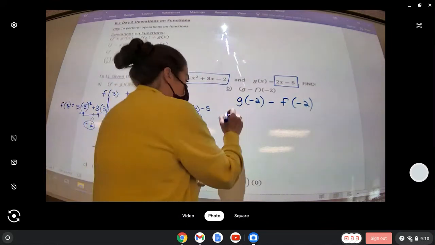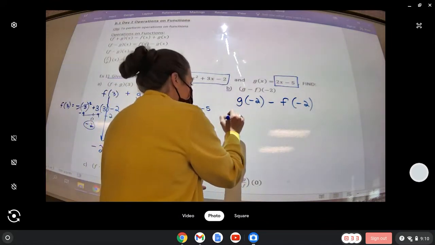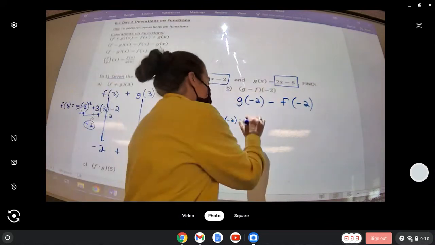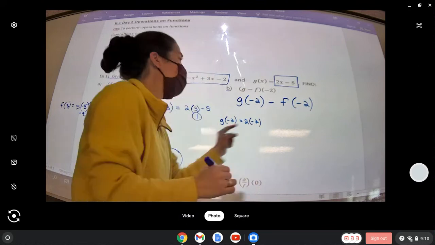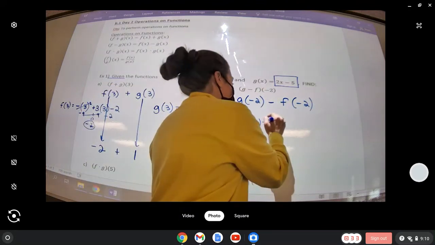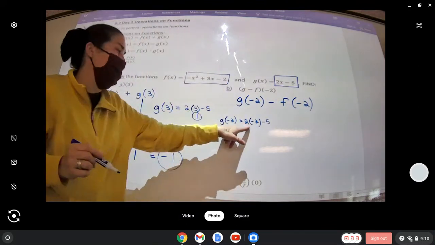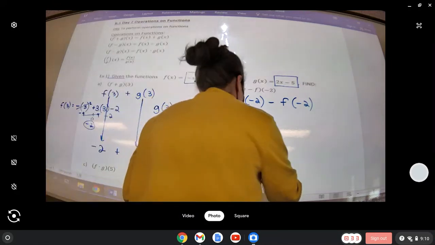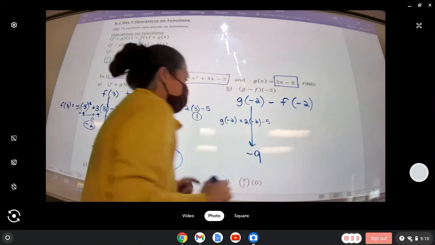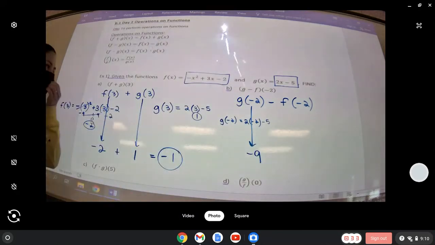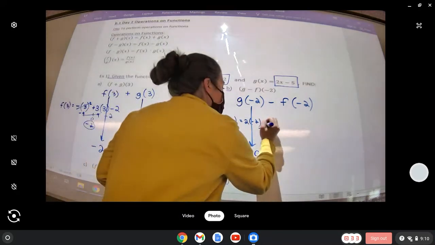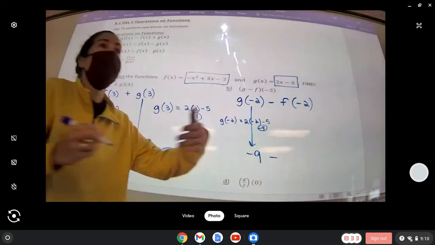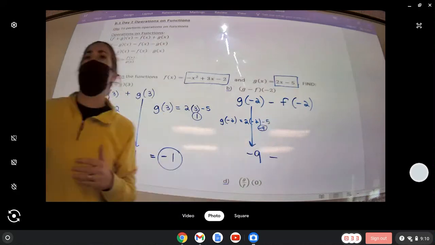All right, so let's do g of negative 2 first, off to the side. g of negative 2, right? That's going to be 2 times negative 2 and then minus 5. That's going to be what? Negative 4 minus 5 more is negative 9. So g of negative 2, guys, is negative 9. All right, then we're going to subtract that with whatever number we get for f of negative 2.